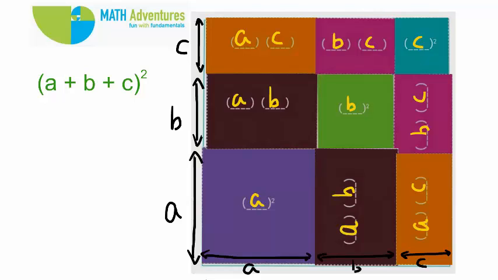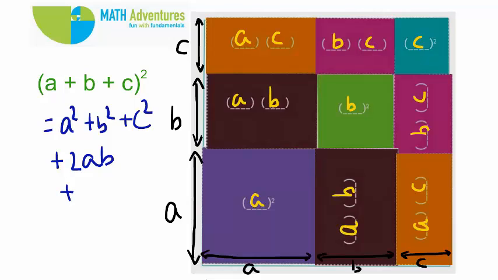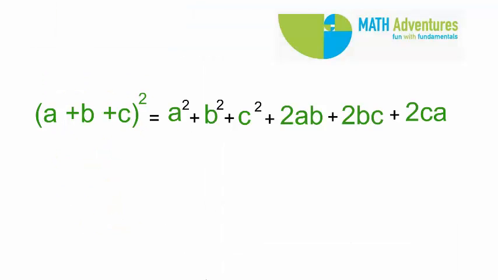Can I say that A plus B plus C the whole square is nothing but A square plus B square plus C square, that is the area of the 3 squares, plus the area of the 2 brown rectangles as 2AB, plus the area of the 2 pink rectangles as 2BC, plus the area of the 2 orange rectangles as 2AC. So right here I have written A plus B plus C the whole square is A square plus B square plus C square plus 2AB plus 2BC plus 2CA.